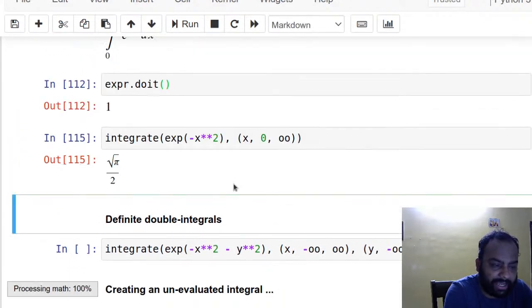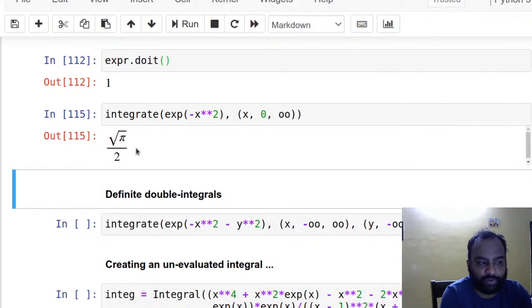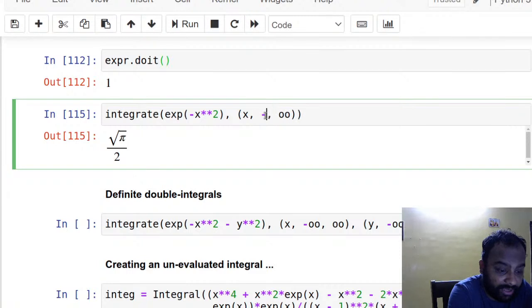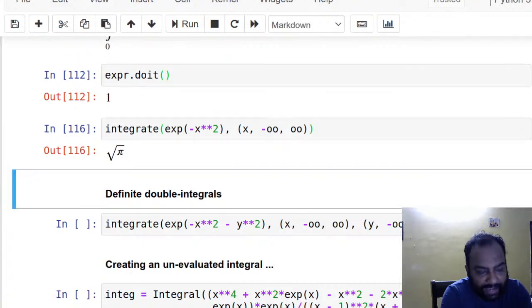So this is evaluated in terms of the gamma function. This is e to the power minus x square, again integrated from 0 to infinity. Okay, the result is root pi by 2. So if I integrate it from negative infinity, minus oo, again, oo stands for infinity in SymPy syntax, then the result is going to be root pi. All right, so I can do this integration.